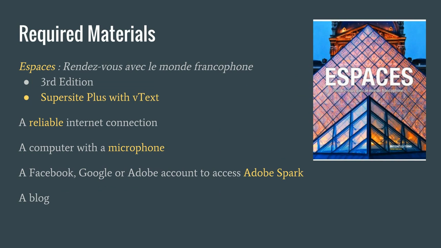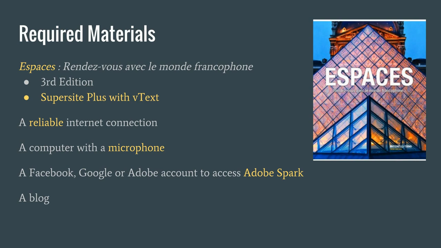So, a couple of things that you're going to need in this course. Number 1 is Espaces, Rendez-vous avec le monde francophone, 3rd edition. If you've already taken 1001 here at KSU, you're in good shape. This is the textbook that you need. If not, then make sure that you get the 3rd edition, not the 2nd or 1st. Those are completely defunct.